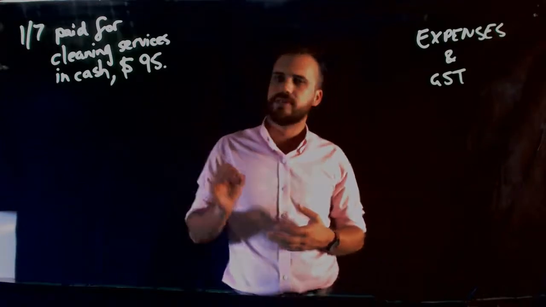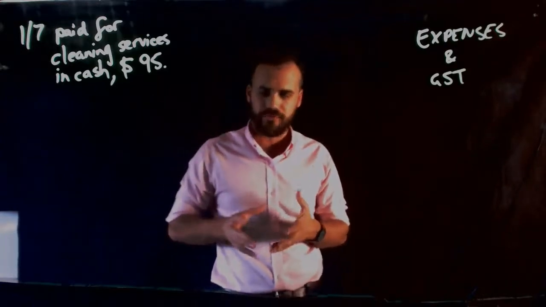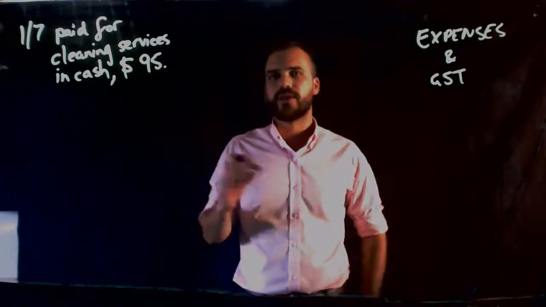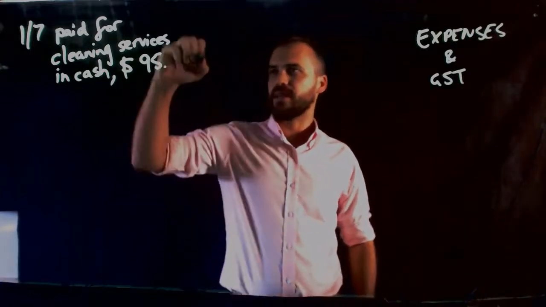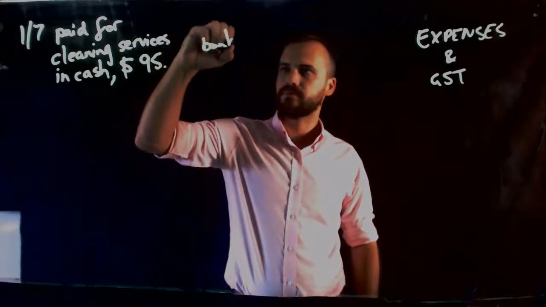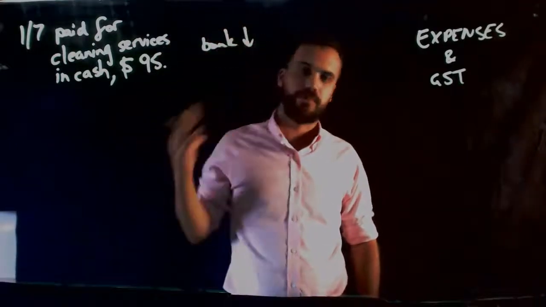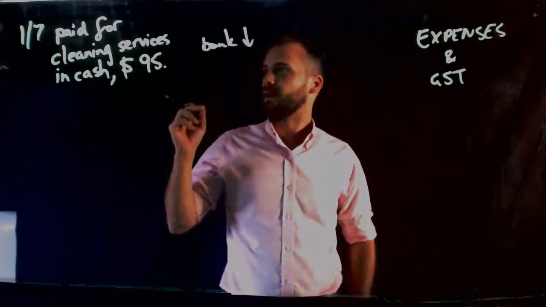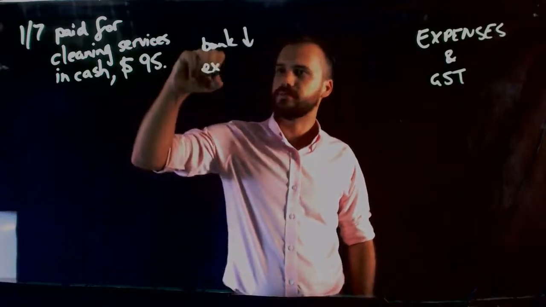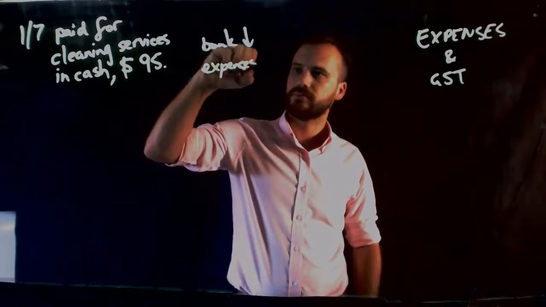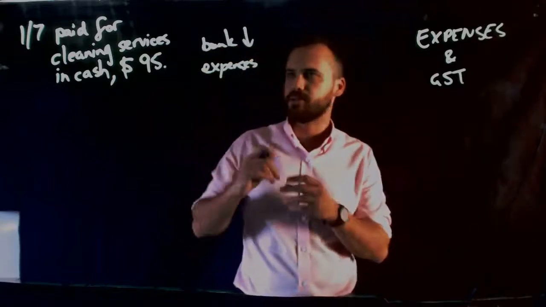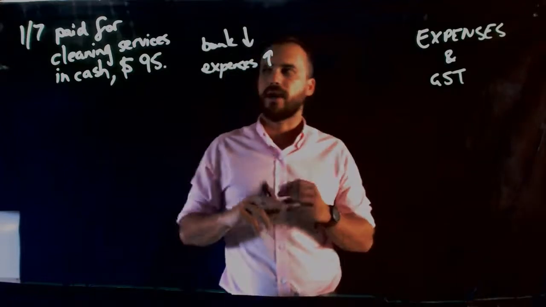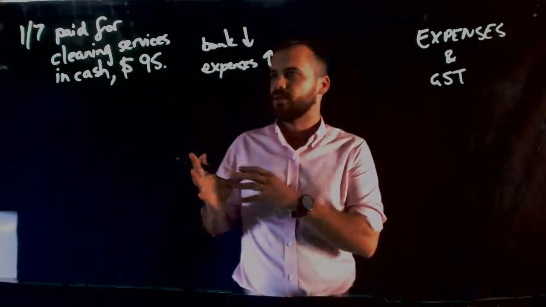Paid for cleaning services in cash, 95 bucks. So what accounts are going to go up and down here? Well, your bank account. Bank account's going to go down because you pay 95 bucks. Your expenses. Now remember, expense is a negative owner's equity. It's on the debit side. Our expenses are going to go up by $95.